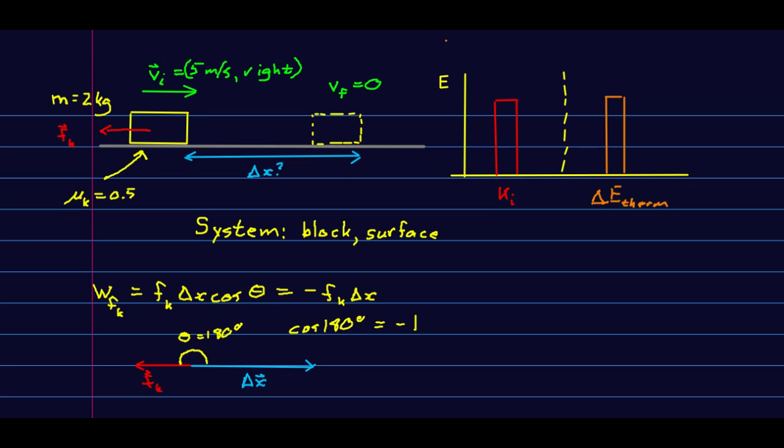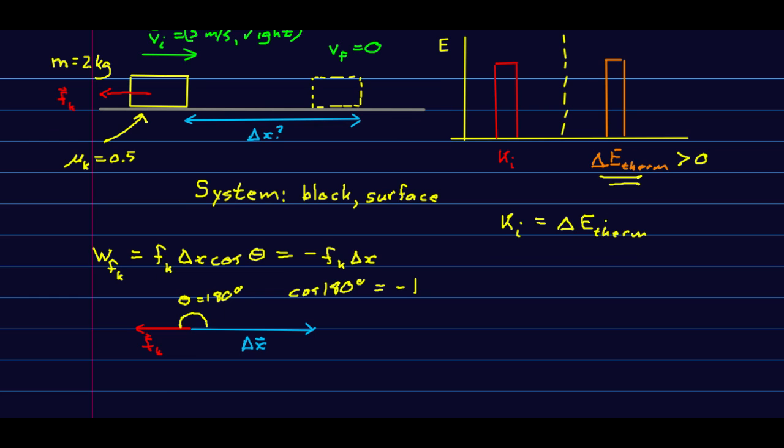So there is our conservation of energy equation. We have Ki equals the change in thermal energy. But now here's where there's a sign issue, because while the work done by friction is negative, the friction force magnitude times the displacement magnitude, so this is a negative number, we know the change in thermal energy is positive. We are producing thermal energy. So this work by friction may be negative, but the amount of thermal energy produced is positive.